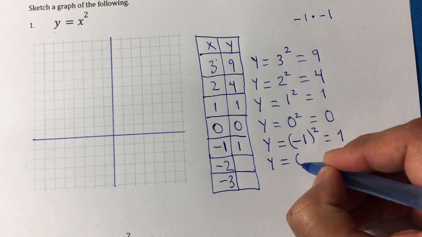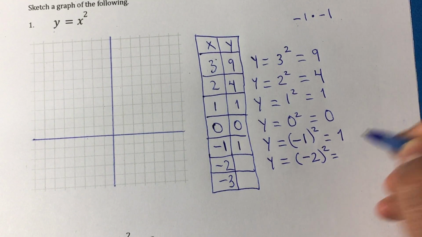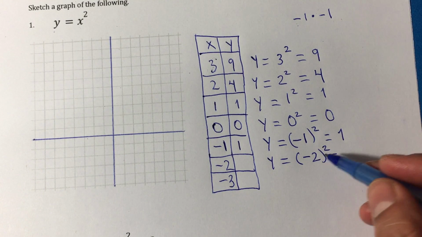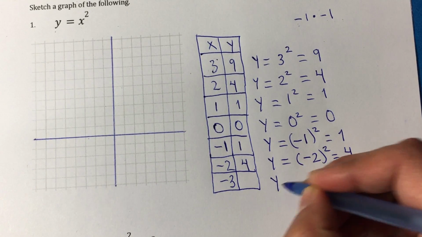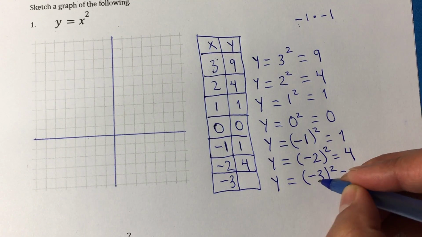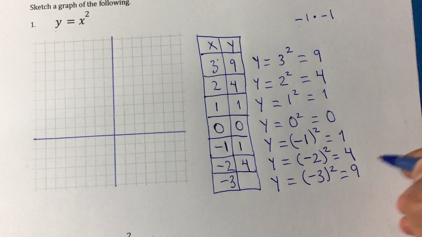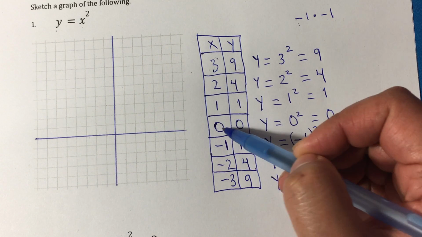Same for the next one. -2 is the value of x, but we square including the sign. -2 times -2 is +4. And y equals -3 squared. -3 times -3 is +9. So you can start graphing from whichever point you want.